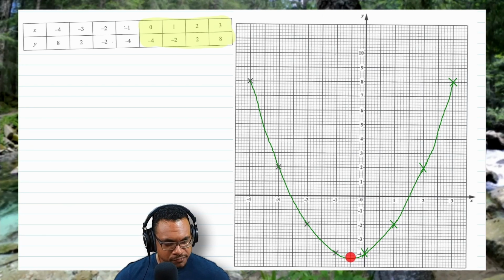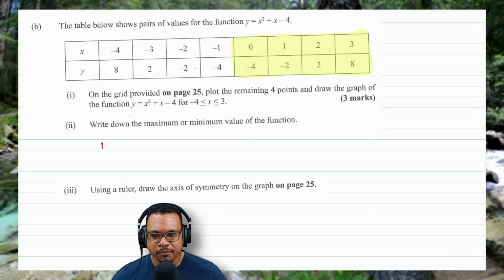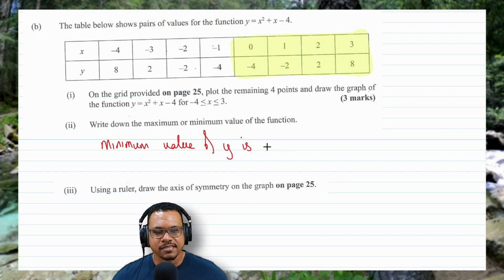It's just under -4. Now we have 5 little blocks to make up 1 unit. So each little block is 1 over 5, which is 0.2. So 1 block after -4 is -4.2. And then this block here will be -4.4. So we'll have the minimum value of y is -4.4.